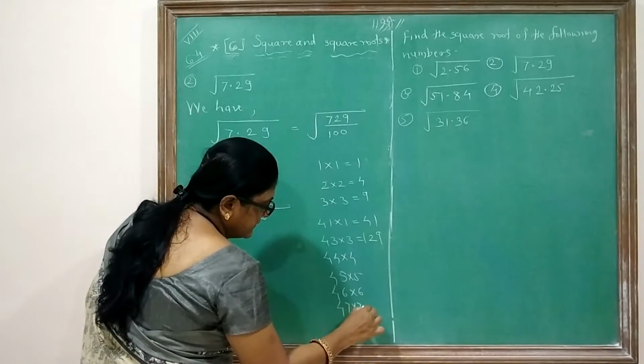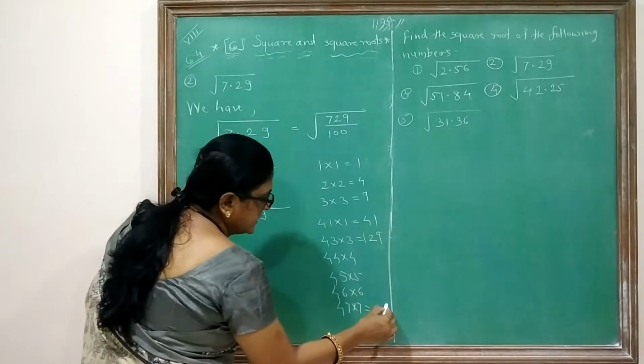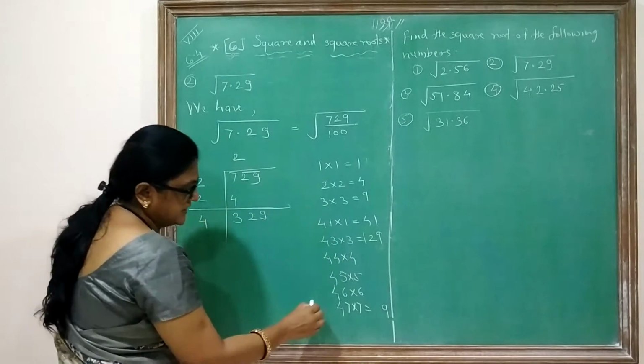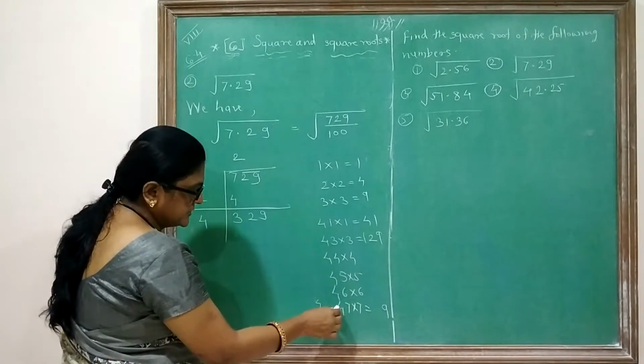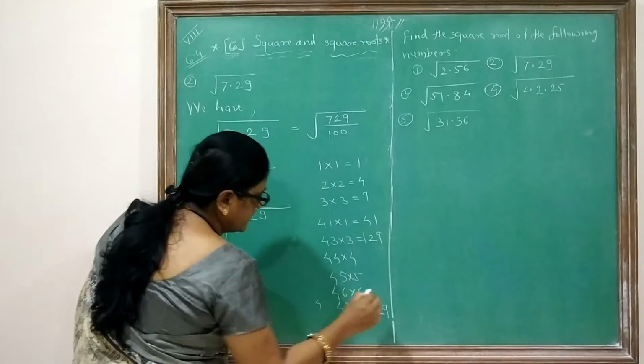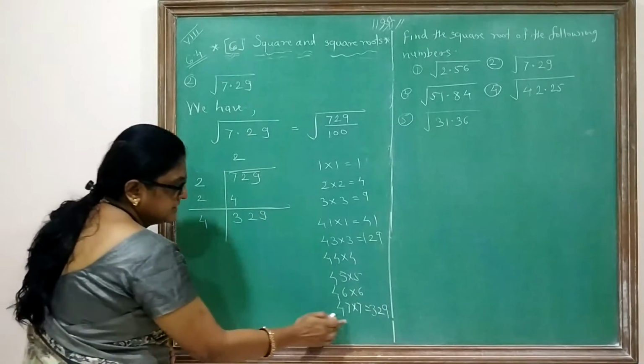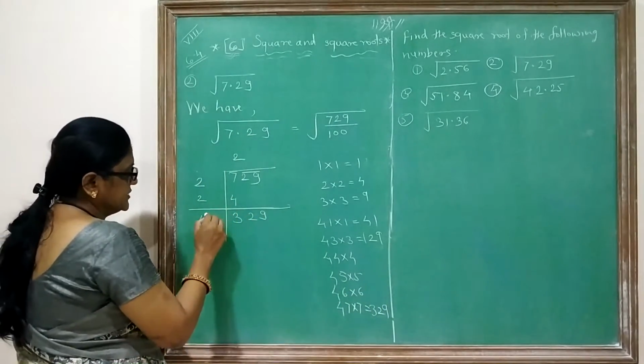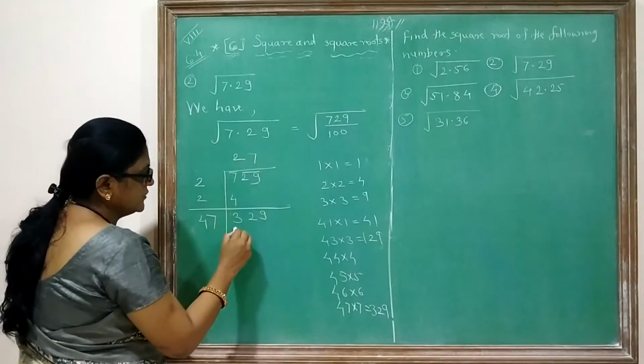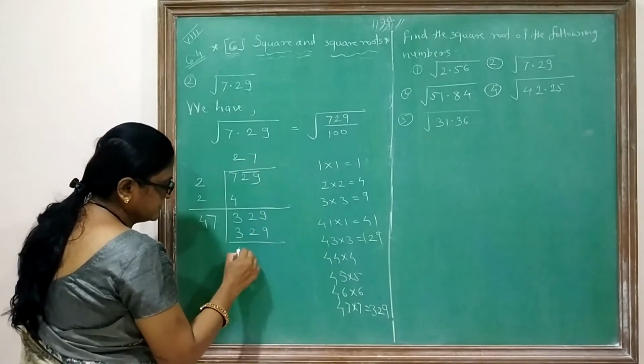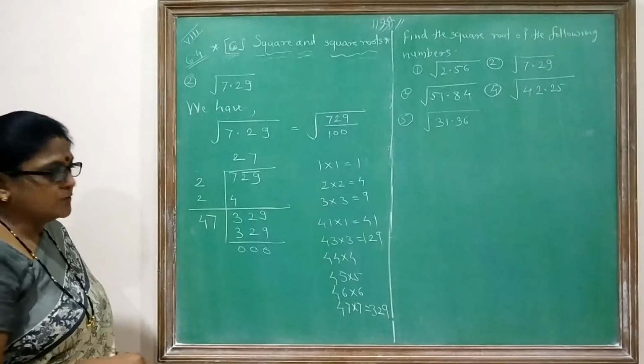47 into 7, because 7 7s are 49, then your last digit is 9, then 4 is added. 7 4s are 28, 28 plus 4 is 329, and this number is the same, that is 47 into 7, you will get 329. They are subtracted, then you will get 000.